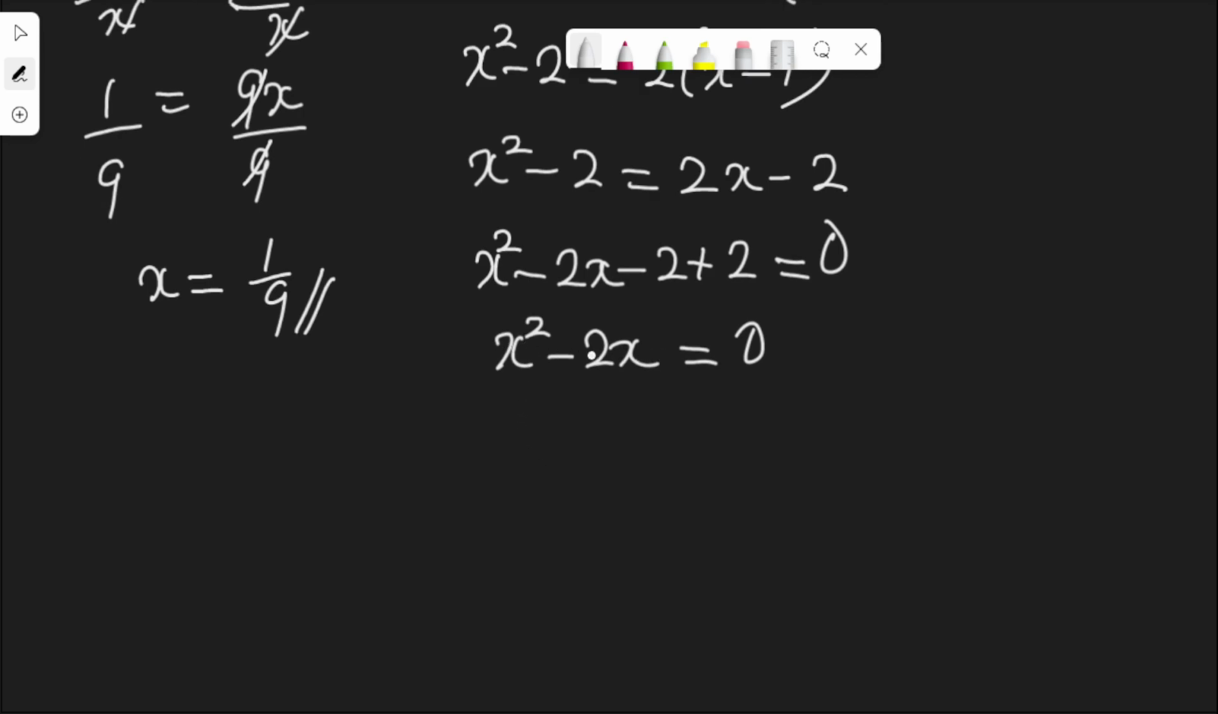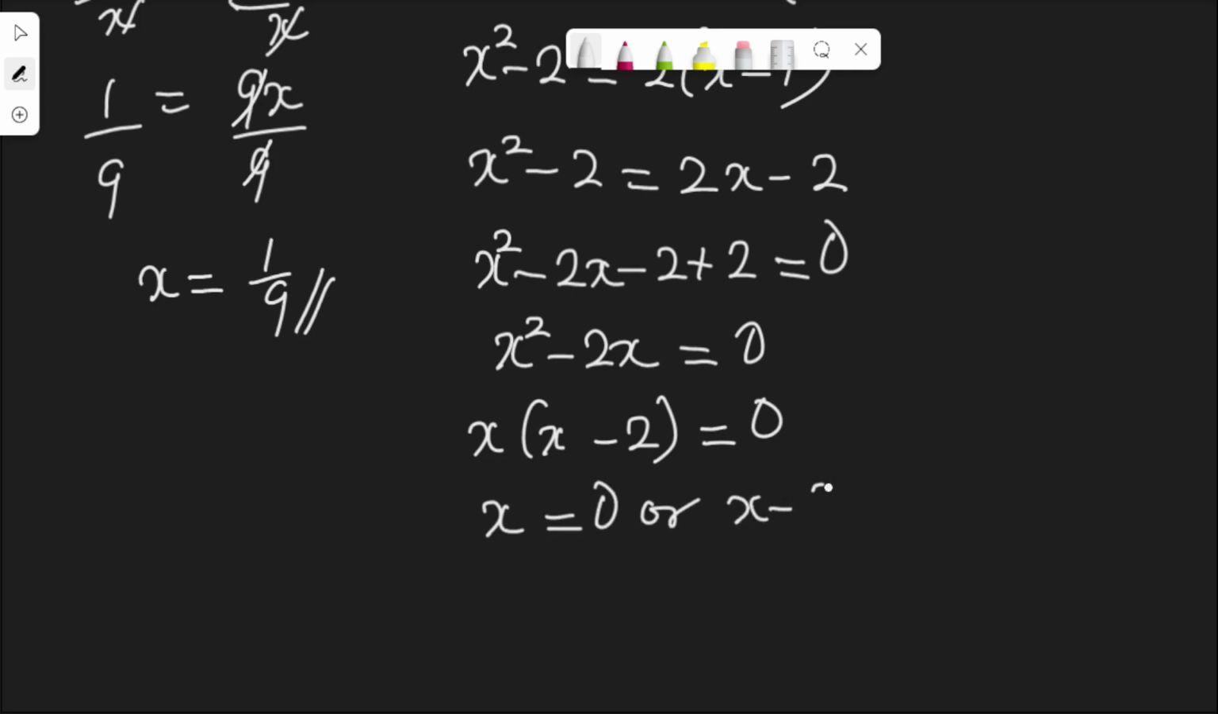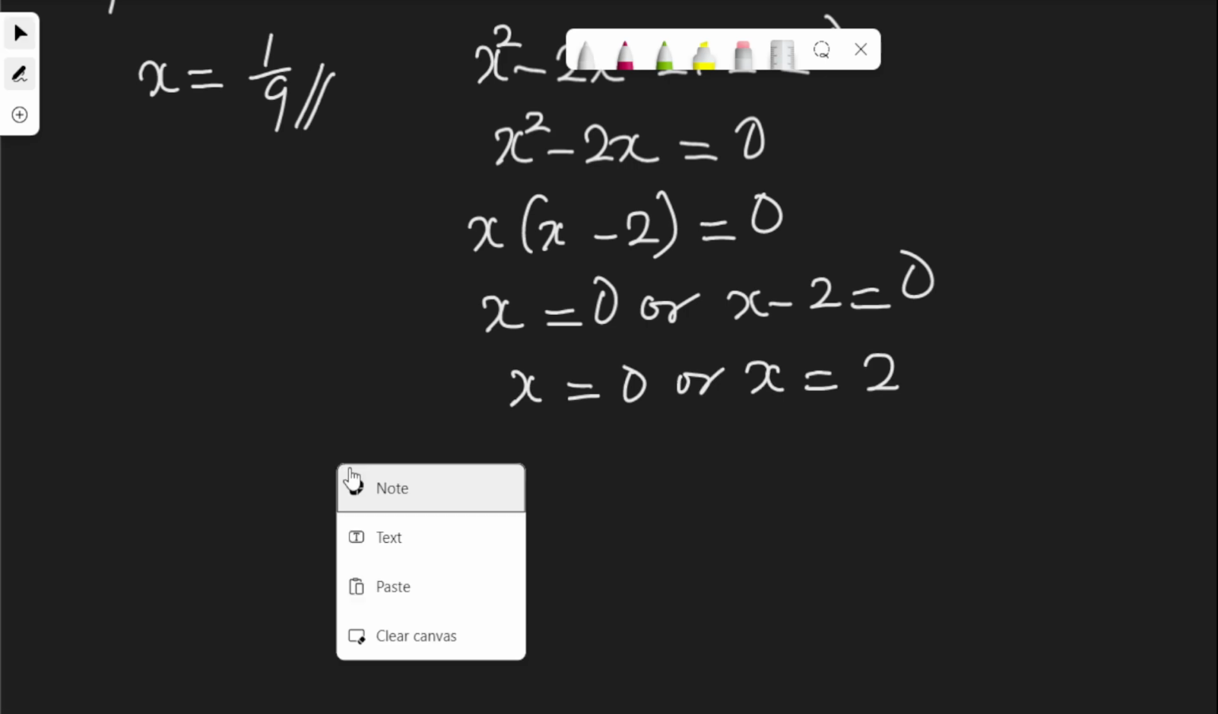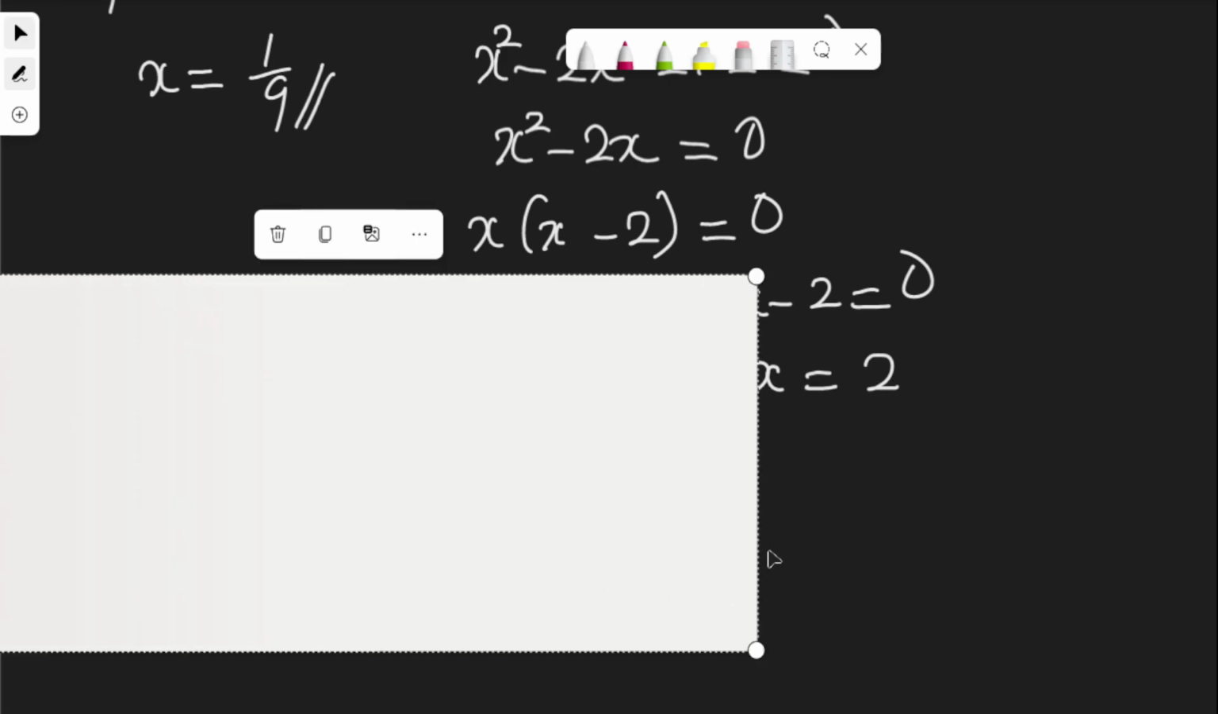x is common in this expression here, so let's factor it out. I have x into x minus 2 equal to 0. This means x equal to 0 or x minus 2 is equal to 0. Hence, x is 0 or x is equal to 2. That is that for question number 2. And let's move on to question number 3.